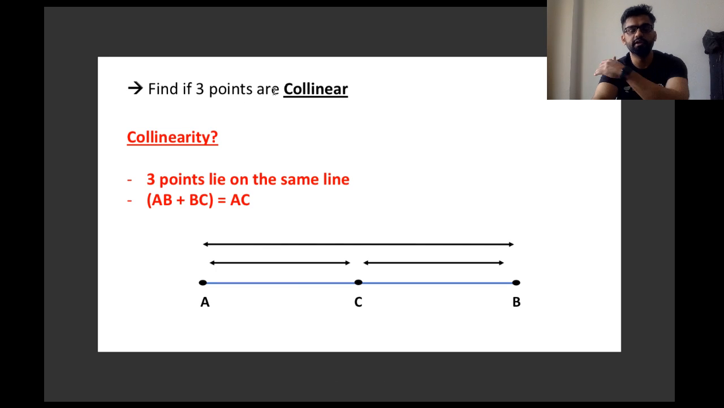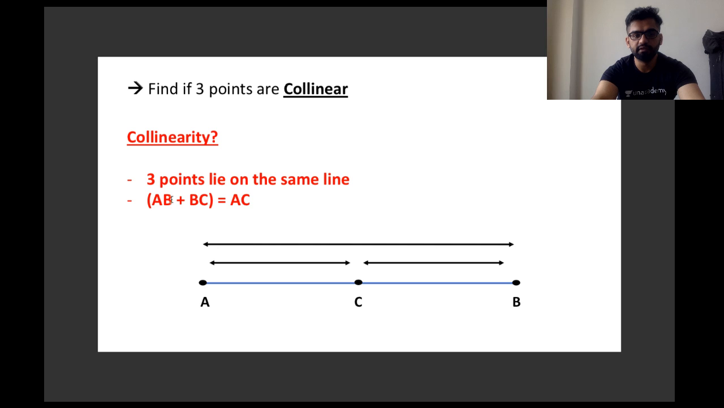Now if 3 points are collinear, for example, instead of 2 points, we talk about 3 points. What is collinearity? When I say that 3 points are collinear, that means all these 3 points lie on the same line. So if I draw a line passing through any 2 of the points, it will also pass through the third point, is what the collinearity concept means here. That means 3 points lie on the same line. When this is the case, then the point that is in between the other 2 points, the distance between the first and the second point, and the distance between the second and the third point, their sum is equal to the distance between the first and the third point.